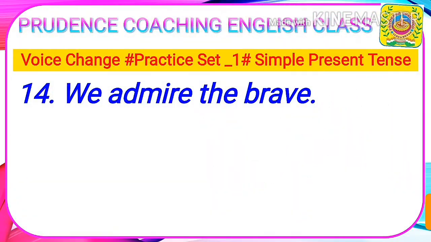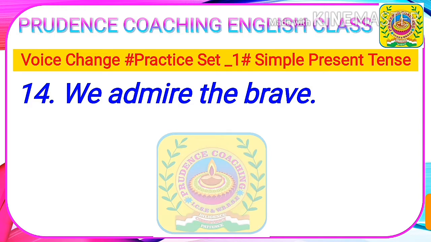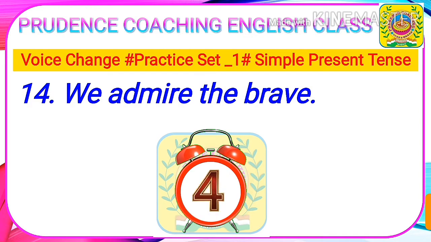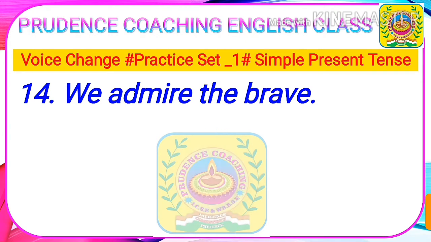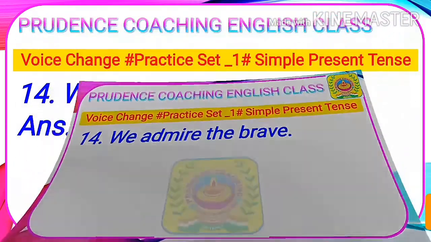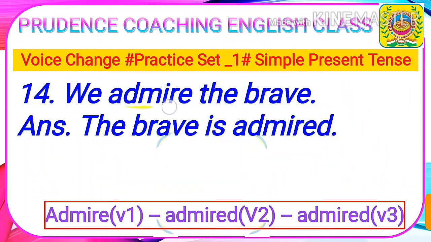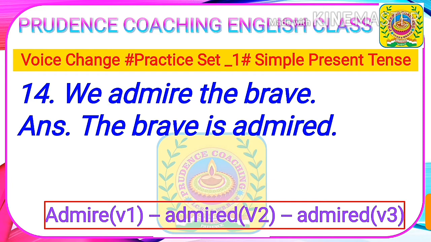Number 14 is we admired the brave. Start. Time's up, students. Let's check the answer. Here the subject is we, admire is the verb in simple present tense, and the brave is the object.